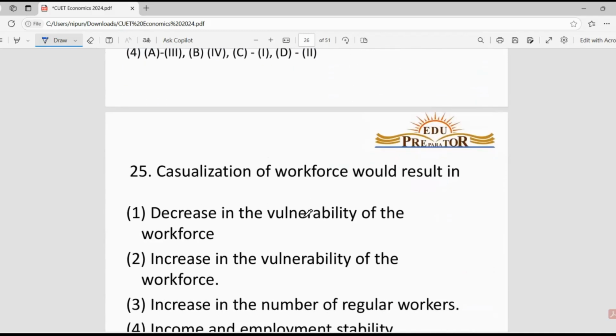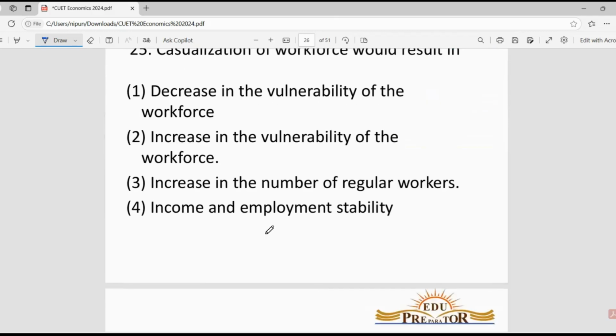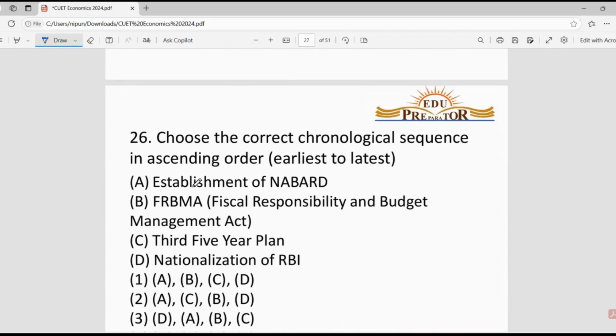25th question पर आते हैं. Casualization of workforce would result in, if the workforce is being casualized, what does it mean? The proportion of the population which was earlier engaged into regular salaried jobs or self-employed opportunities are now moving to casual jobs, which will increase the vulnerability of the workforce. Therefore, it will be increasing the vulnerability of the workforce. The people will become more vulnerable to poverty, right? Therefore, question number 25, the correct option is option number 2.